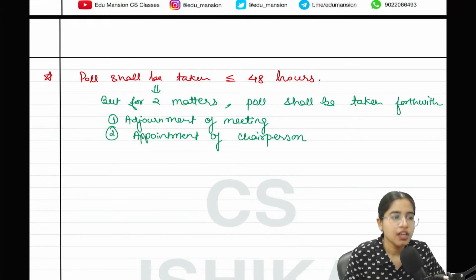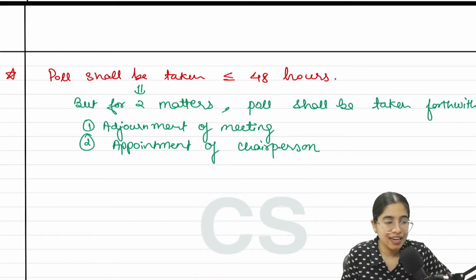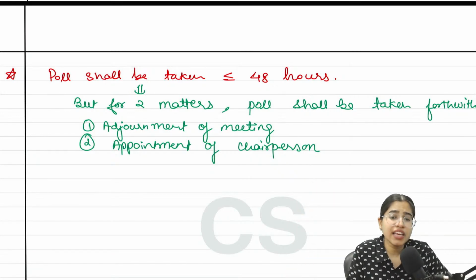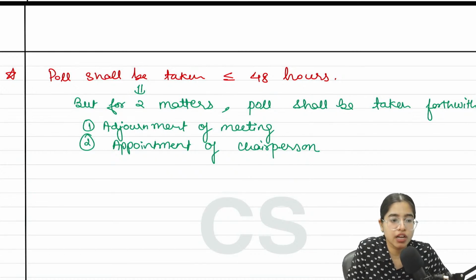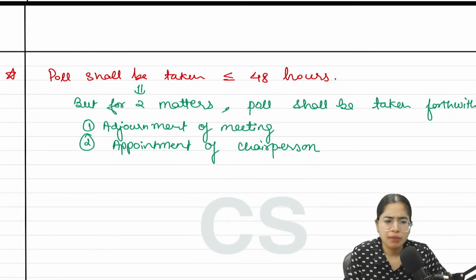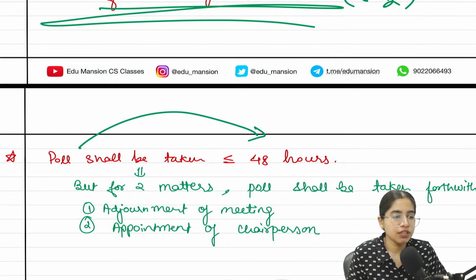There's one point given that if any poll is demanded for any matters, it should be taken within 48 hours. If the poll is demanded, then how can we take it immediately? Polling papers and other arrangements have to be made, papers have to be prepared, so it takes time. So there is a minimum time given that the poll should be taken within 48 hours.